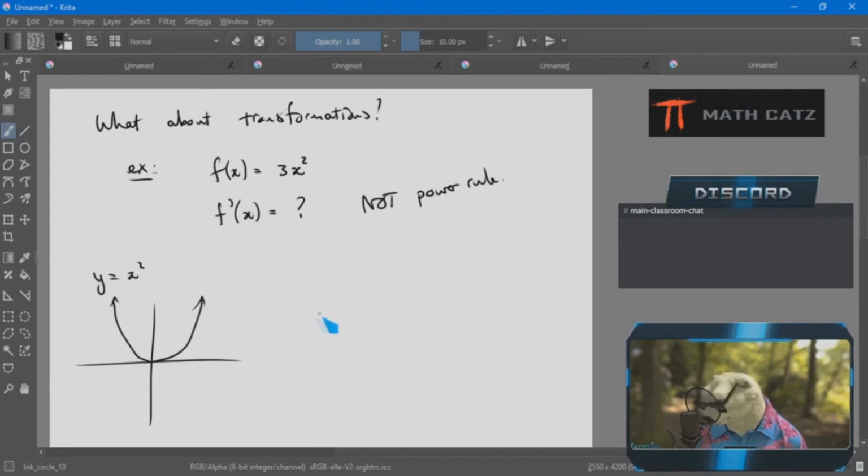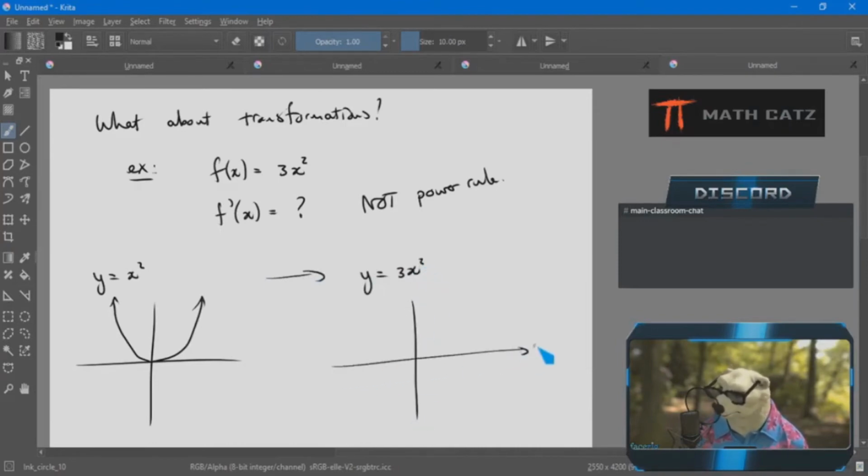I'm going to go with this one because it's not going to get any better. And I transform it to 3x squared. What is happening to the graph? It's happening. Everything gets stretched a little bit, right?